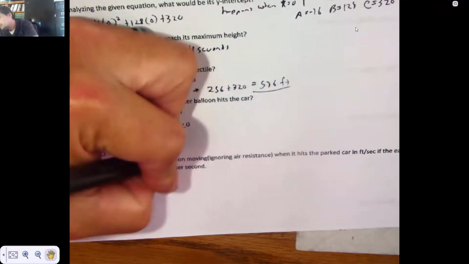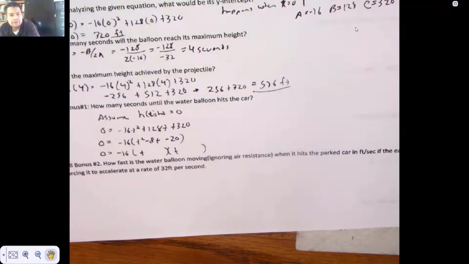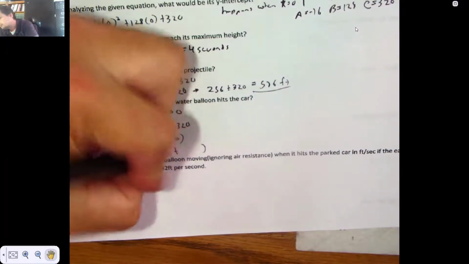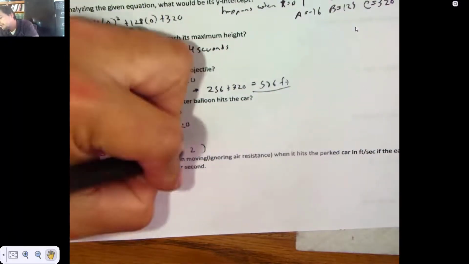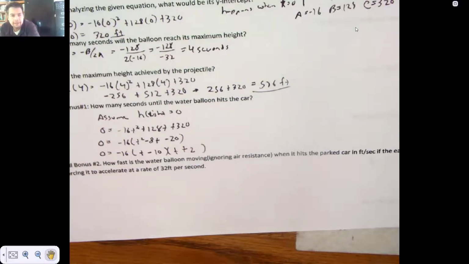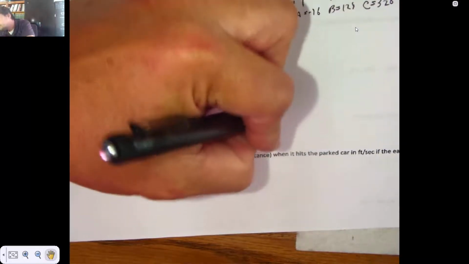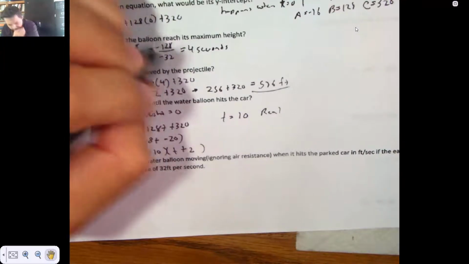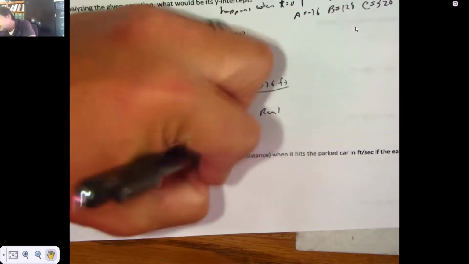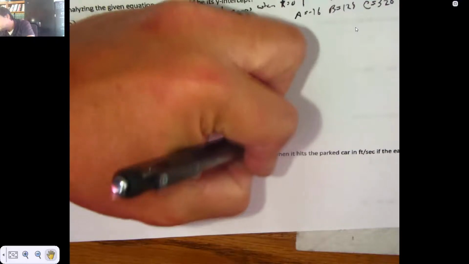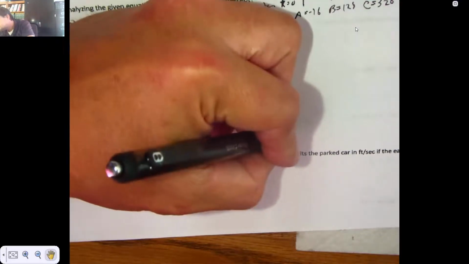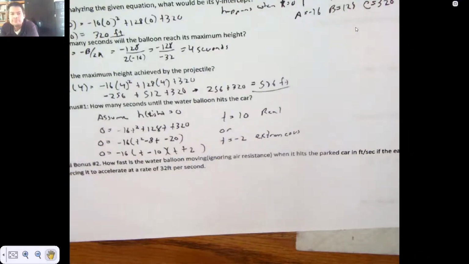Now I can do guess and check here. I'm just going to guess because I already know I'm right. Factors of 20 are 10 and 2. And if I add 2 to negative 10, bam, I'm at negative 8. So my time is 10 seconds, which is real. That works in the real world. Or my time is negative 2. And that's extraneous because there's no such concept as negative time. A lot of people think there is, but there's not.